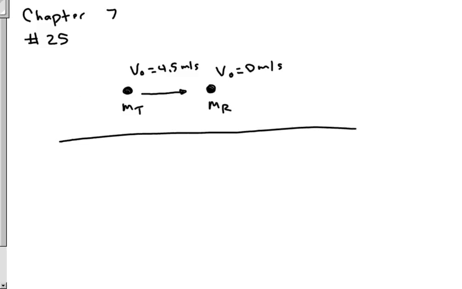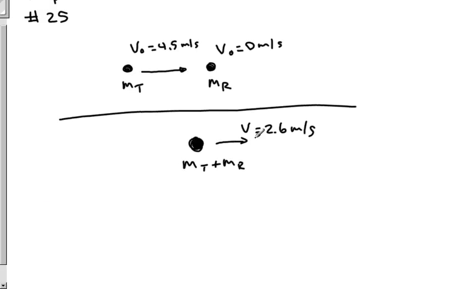The after picture is a collision, so they stick together in a larger mass, represented here by the larger dot. They're moving to the right at a speed of 2.6 meters per second, and they have a combined mass of mt plus mr. Now we are looking to find a value for the mass of the receiver.